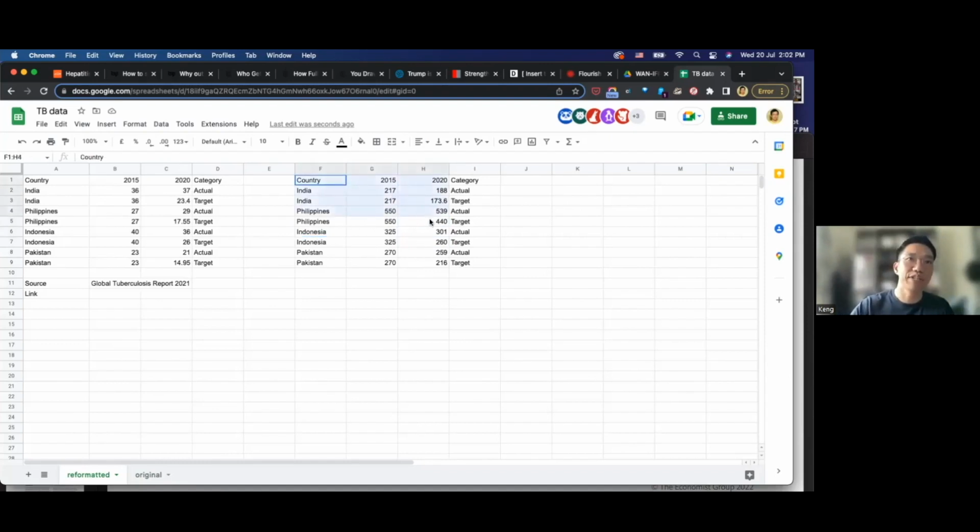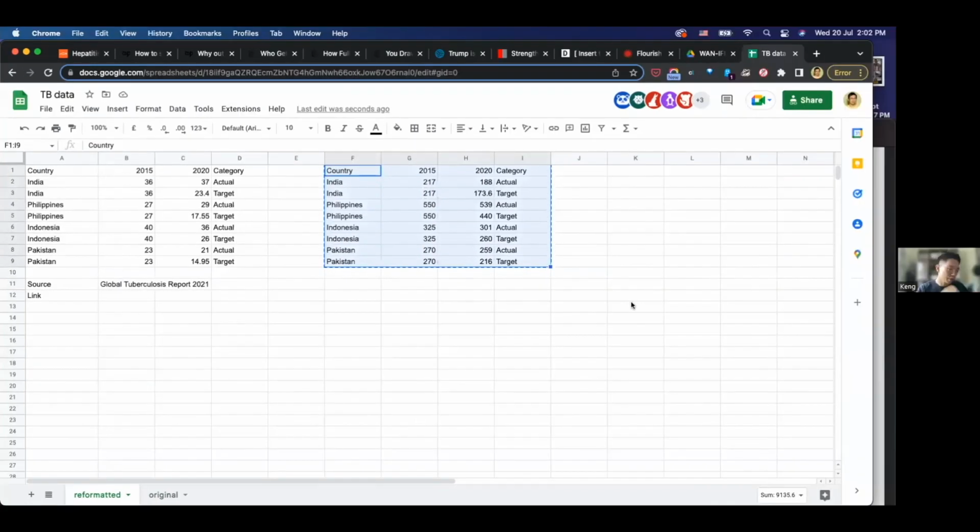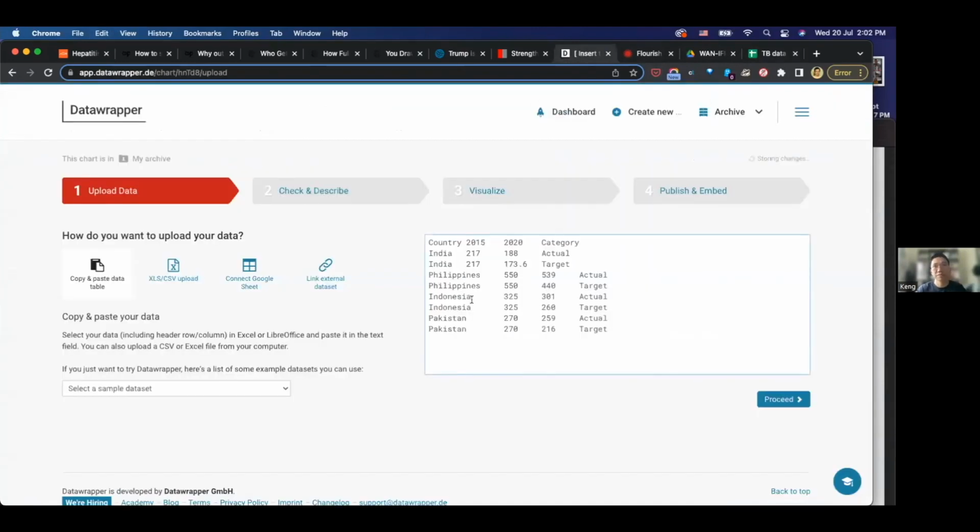After that, what you do is that you just have to copy the data, Control C. You can copy it from your Google Sheets, you can copy it from your Excel, or if you're using OpenOffice, you can do that as well. Then you go to Data Wrapper, paste your data here. Okay, there are actually different ways of putting the data. You can copy paste data, you can upload an Excel file or a CSV file. You can connect to a Google Sheet, like that is my Google Sheet. I can also connect to the Google Sheets, right? But the easiest way, I think, is just copy and paste. Okay, then click proceed.